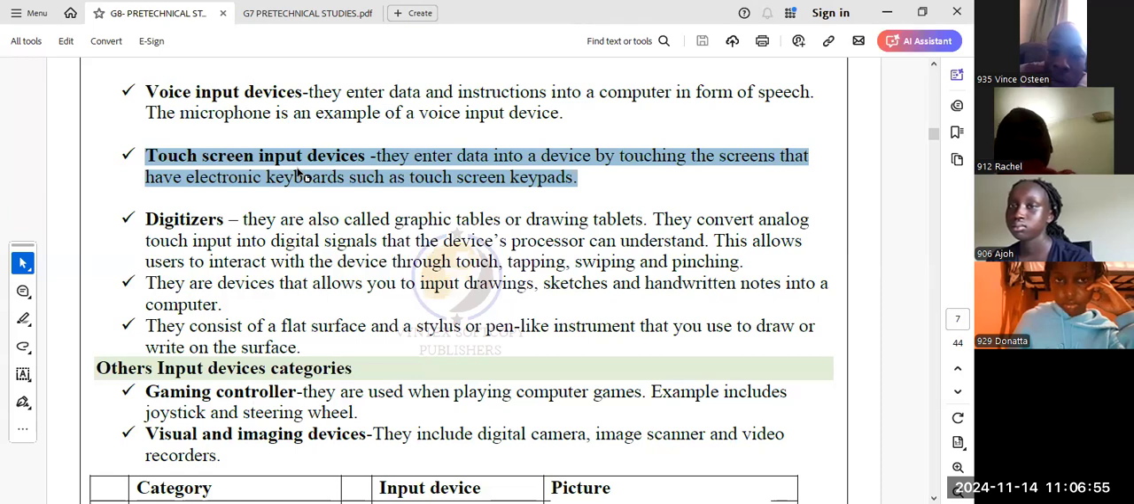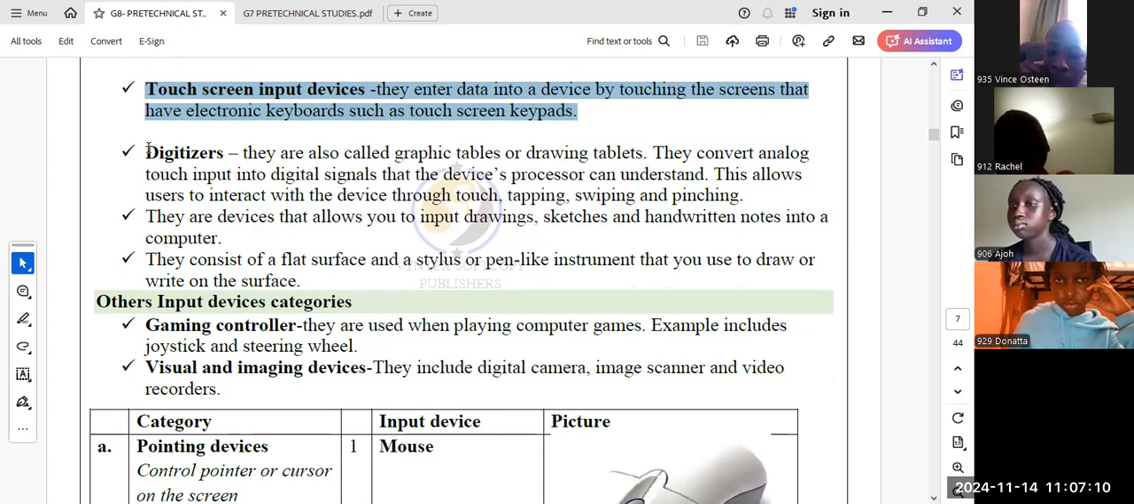Of course, we also have some touch screen laptops. We have even smart televisions that are touch screen. So you just touch and it gives you the pop-up for inputting.